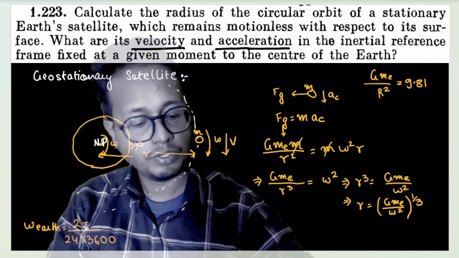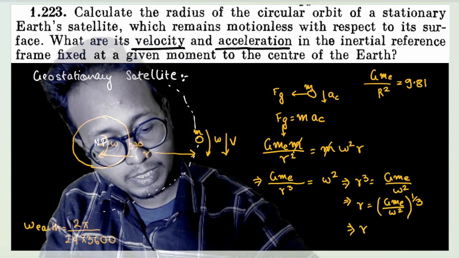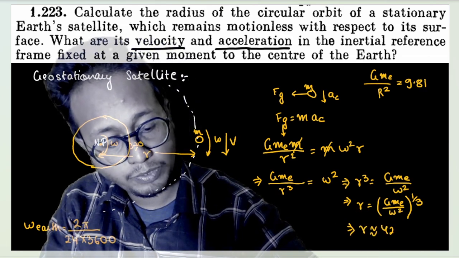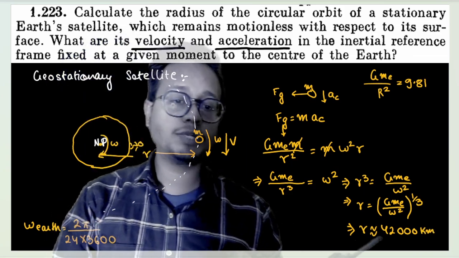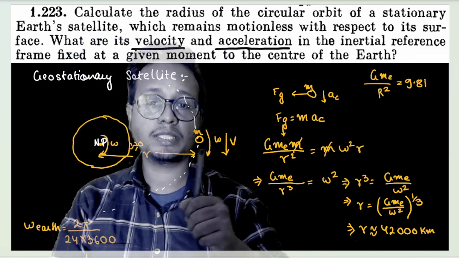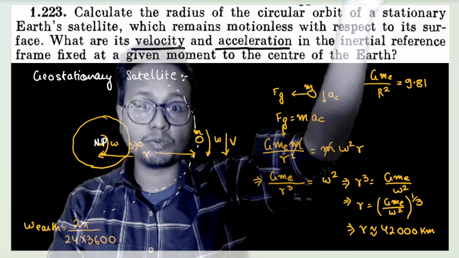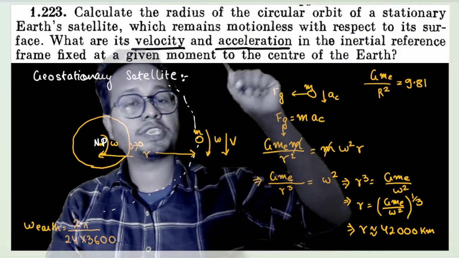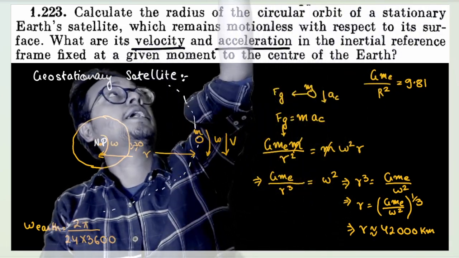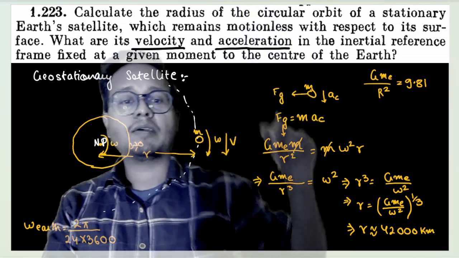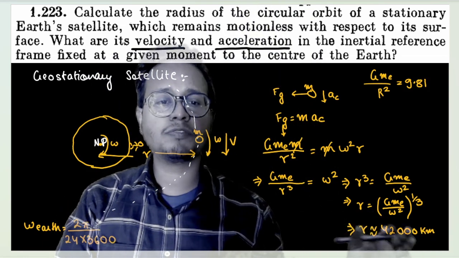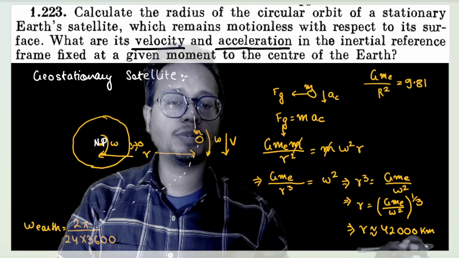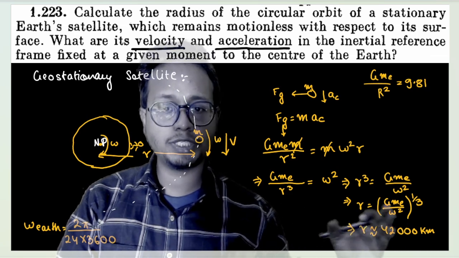Omega you already know. So when you calculate the value of R, it comes to be around 42,000 kilometer. At 42,000 kilometer from the center of Earth, whichever satellite is orbiting in a circular orbit would be a geostationary satellite. That means I would always see that satellite over my head. Sometimes this value is asked in terms of height from the surface. So height from the surface is 42,000 minus 6,400 kilometer. So that part of the question is done.